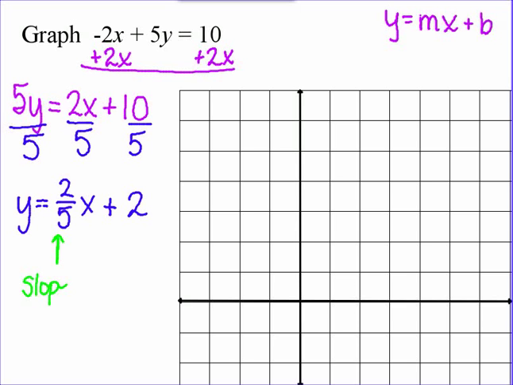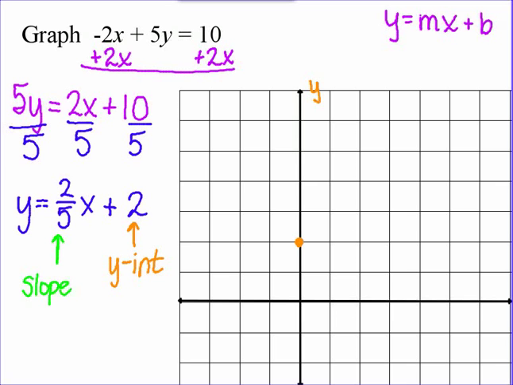I know that the y-intercept is 2. So what I'm going to do is graph a y-intercept of 2. That means I go to the y-axis. Which one is the y? Up and down. I'm going to graph a dot at 2. So from the origin, what am I going to do? Go up 2.